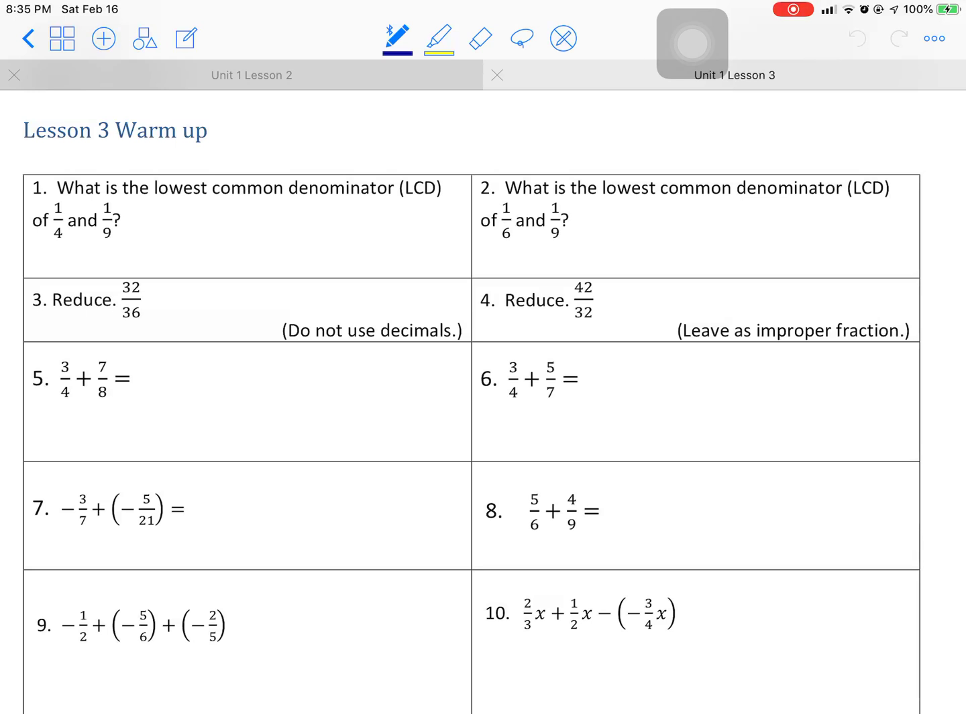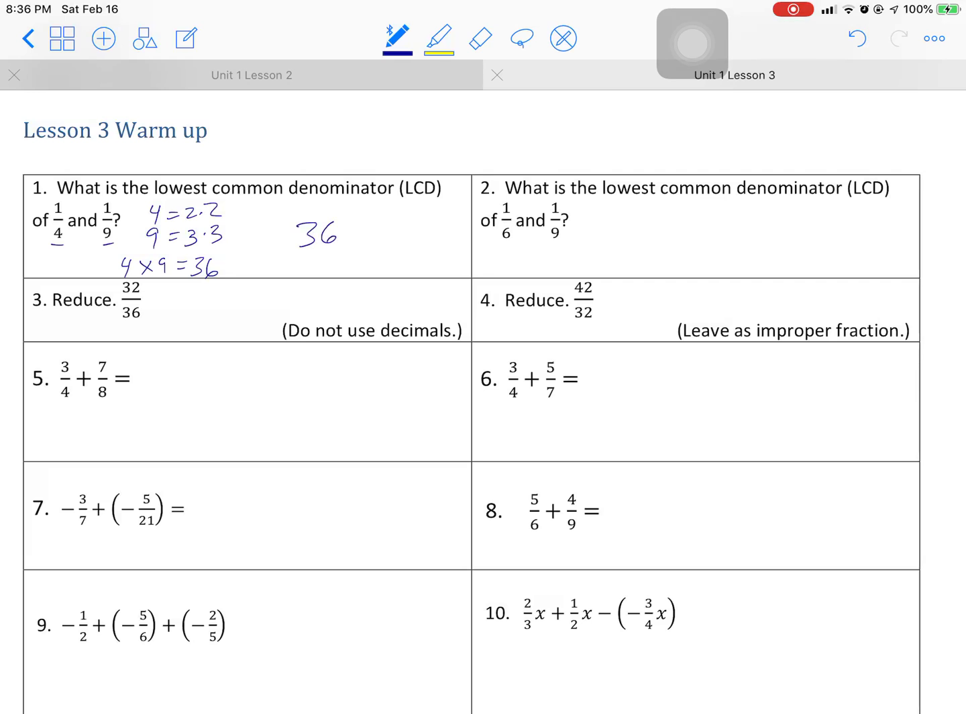All right, so number 1 says, what is the lowest common denominator, or LCD, of 1/4 and 1/9? So if they're in an equation together, what would be the lowest common denominator? There's a couple of ways to do that. Some people know right off the bat that there are no common factors. In fact, 4 has two 2s, and 9 has two 3s, so they have no common factors, so you're going to have to multiply them together to get your lowest common denominator, your LCD, which is 36.